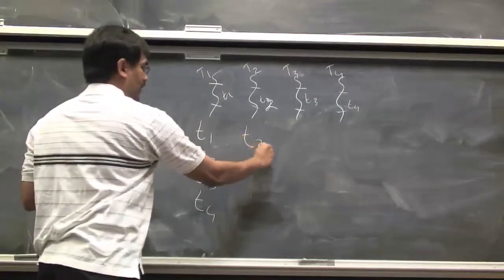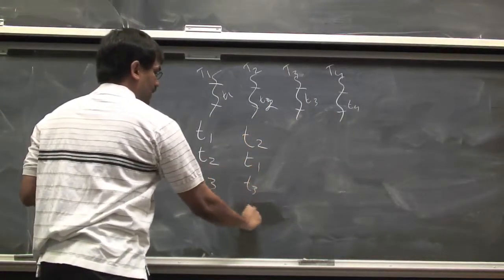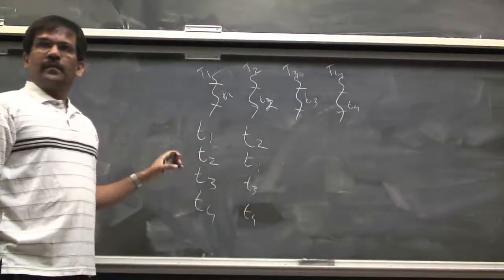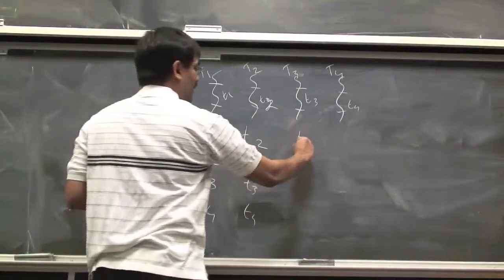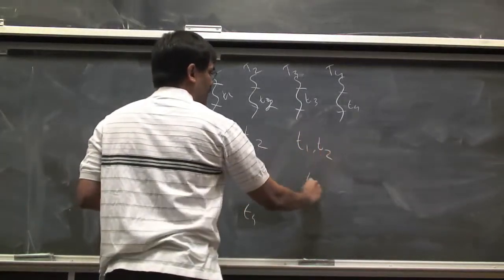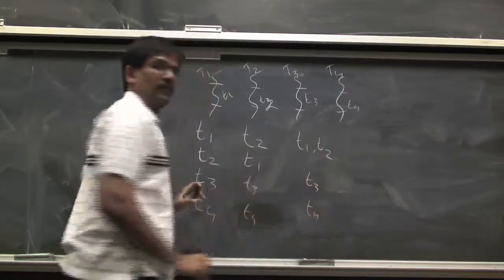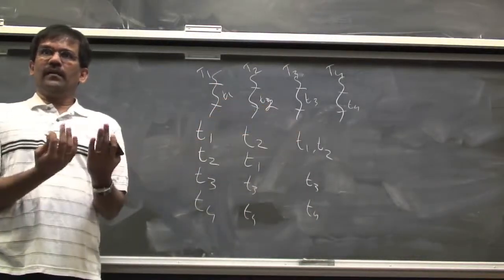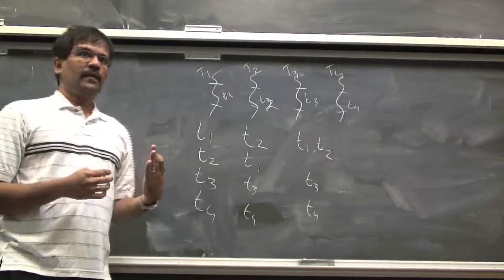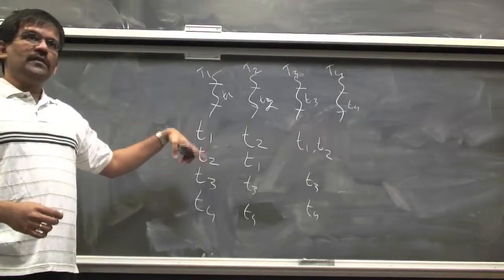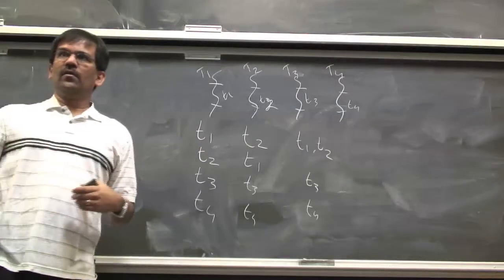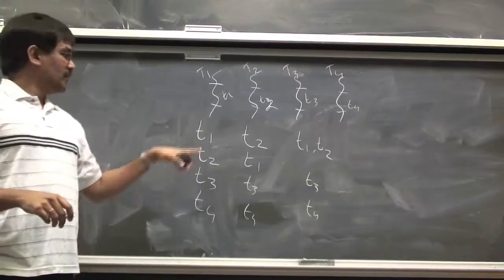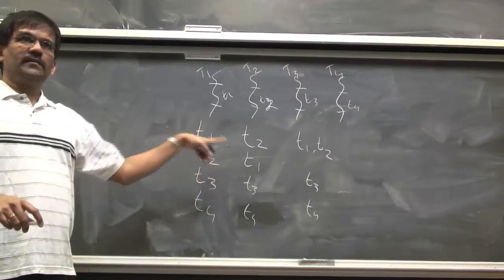So you could have T2, T1, T3, T4. What it says is you cannot have T1 and T2 operating parallelly at the transaction level. So you're forcing these transactions to follow one another, so that you can figure out what the dependencies are.